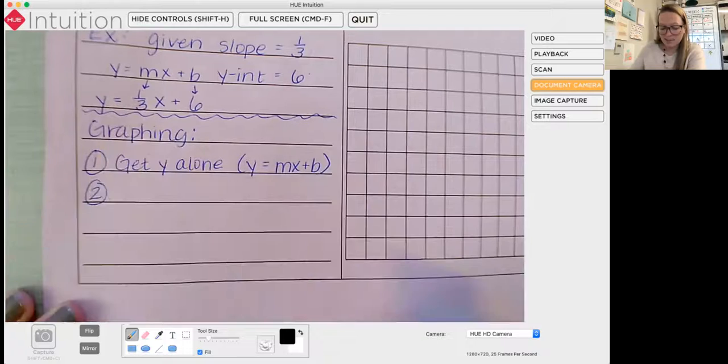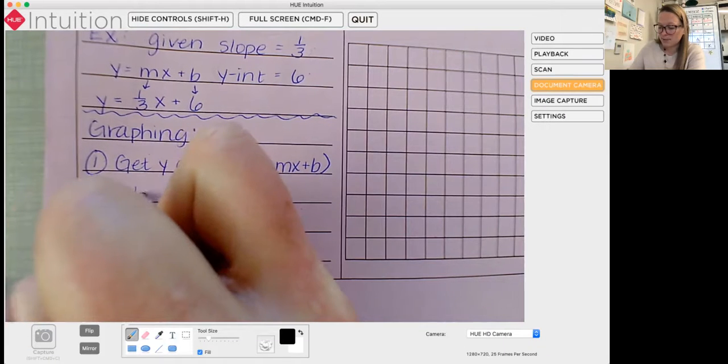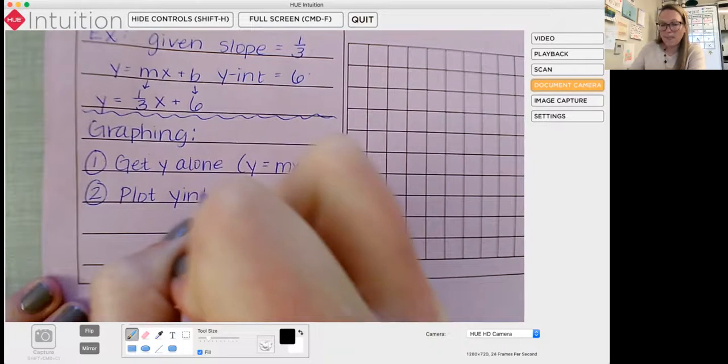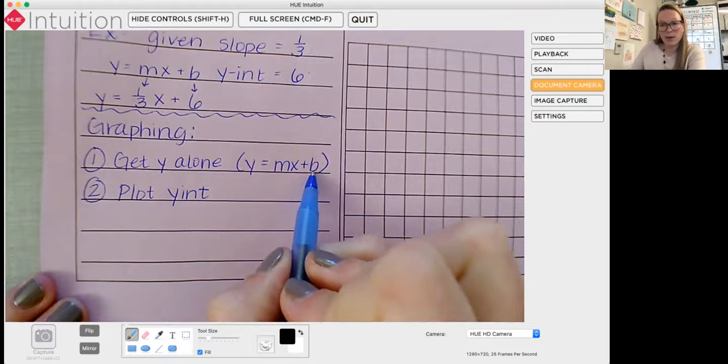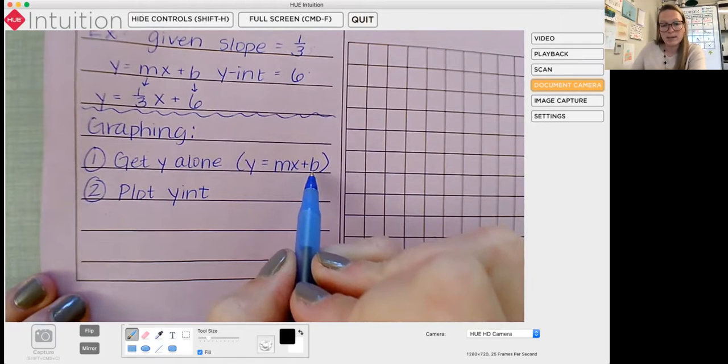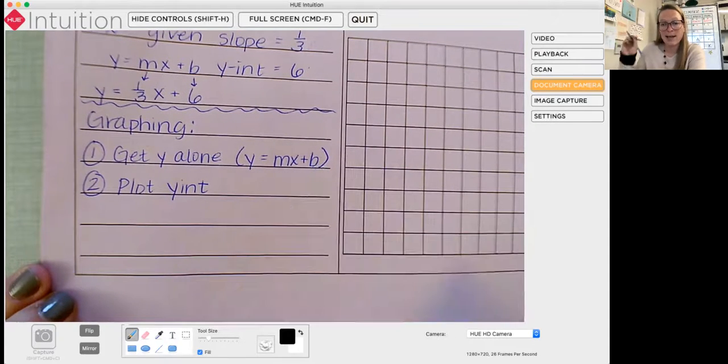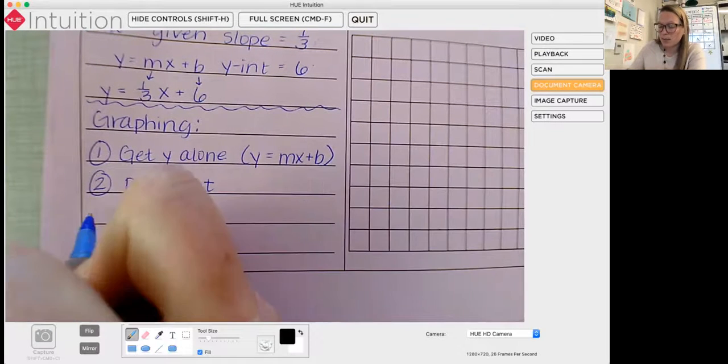So your second step is first to plot your y-intercept. So whatever your b value is, you're going to find that point on the y-axis, and that's going to be where the line intersects the y-axis. So we're going to plot that point.